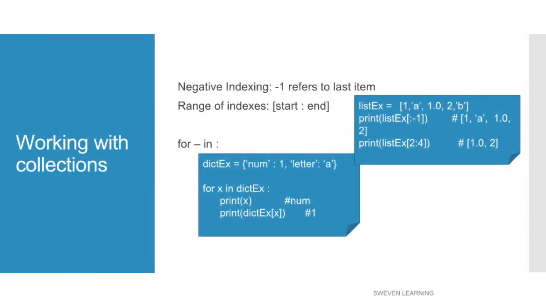Negative indexing means beginning from the end. By specifying the start range and end range, a collection will return a new collection with the specified items. Since sets and dictionaries are not indexed, we can loop through them using a for loop.